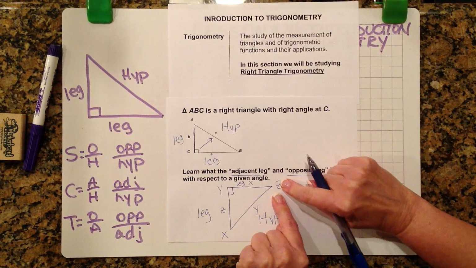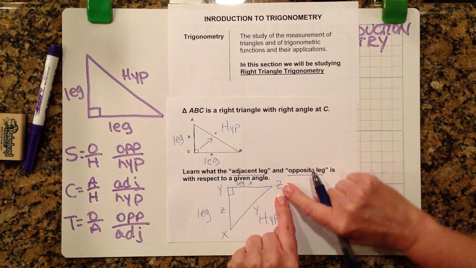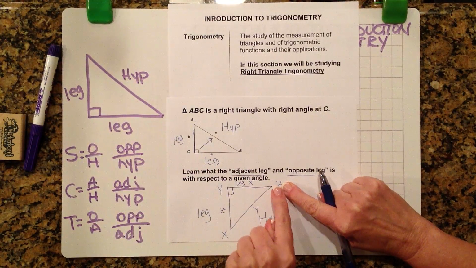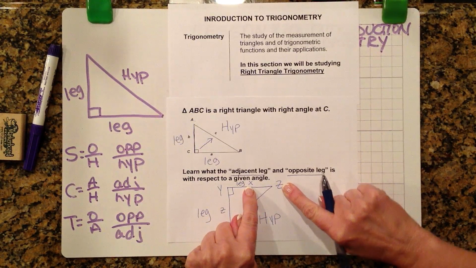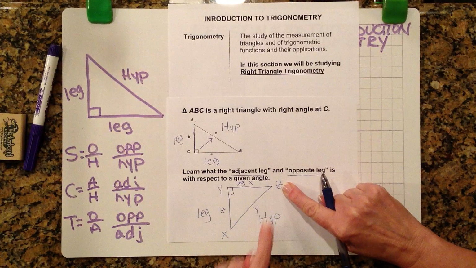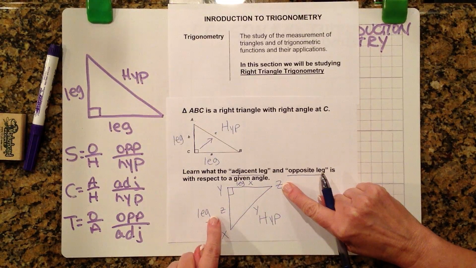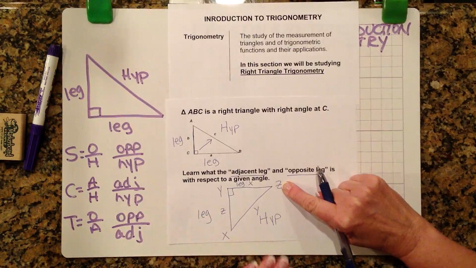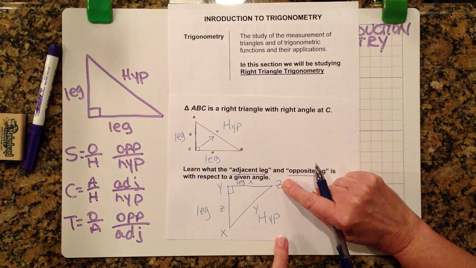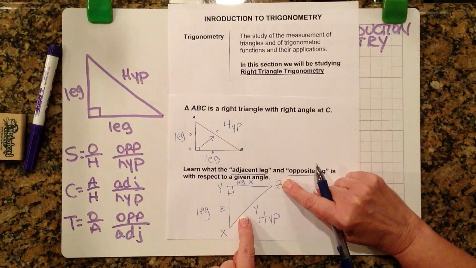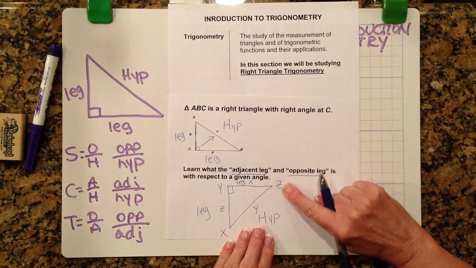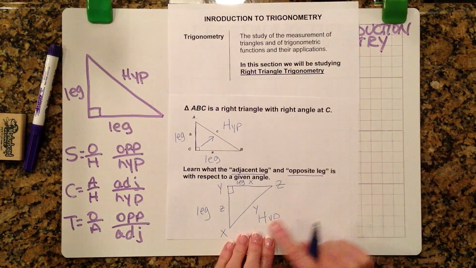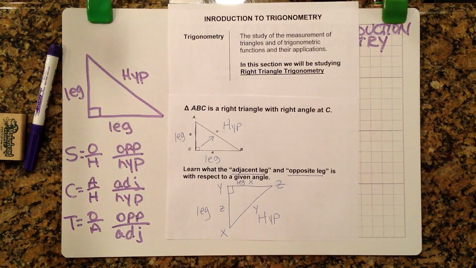Okay, in relation to angle Z right here, what is the adjacent leg? Look at the leg that's right by it. It's going to be leg X. And look at the opposite leg. Go across the triangle, and it's going to be leg Z. Now you might ask yourself, if you're given this angle, well, isn't the hypotenuse adjacent right here? It's right by it, but you're not looking at that. You're looking at the adjacent leg and the opposite leg. You're not looking at the hypotenuse in this case.